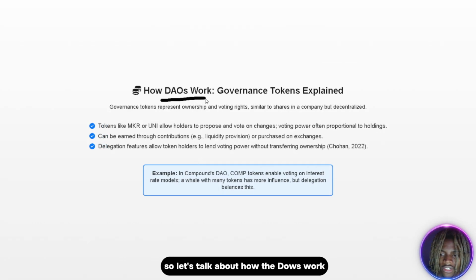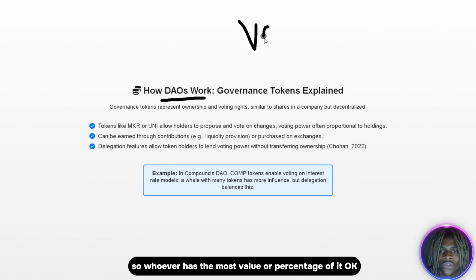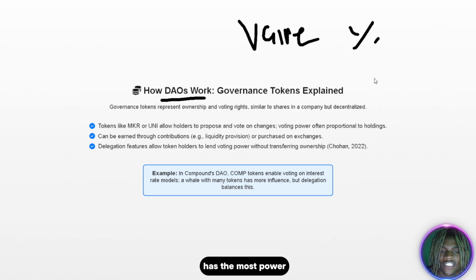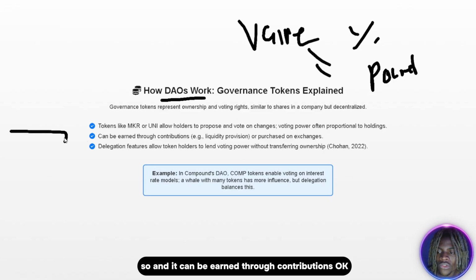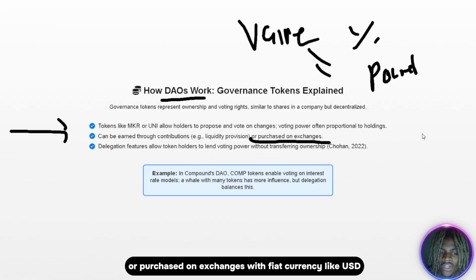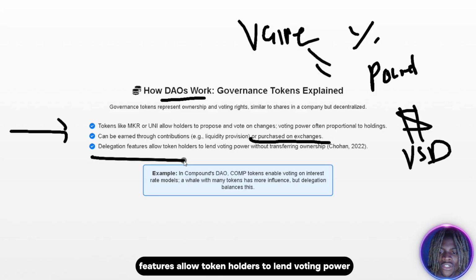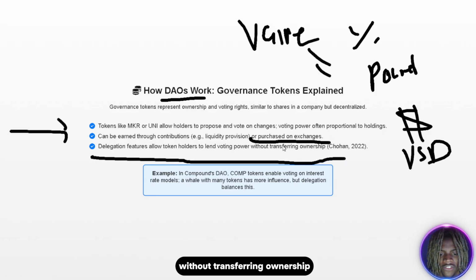So let's talk about how DAOs work. Tokens like MKR and UNI, for example, Uniswap, allow holders to propose and vote on changes. Voting power is often proportional to holdings. So whoever has the most value or percentage of it has the most power in this instance. It can be earned through contributions like liquidity provision, or purchased on exchanges with fiat currency like USD, for example. Delegation features allow token holders to lend voting power without transferring ownership.